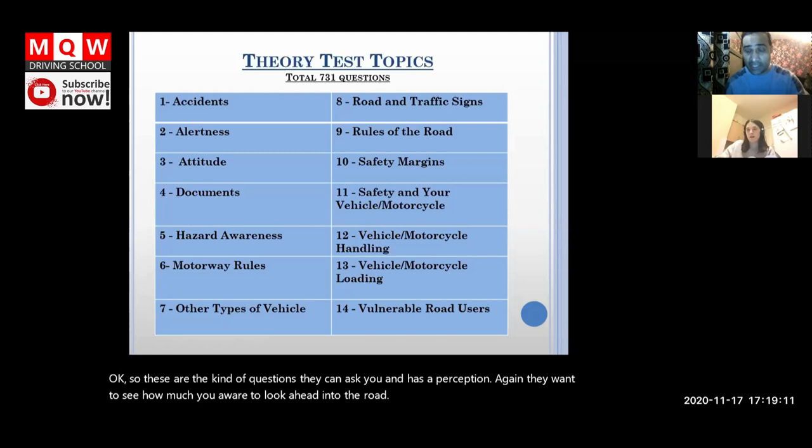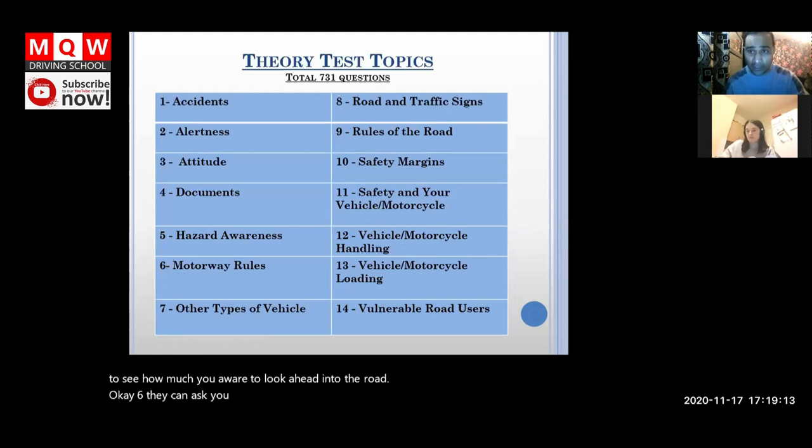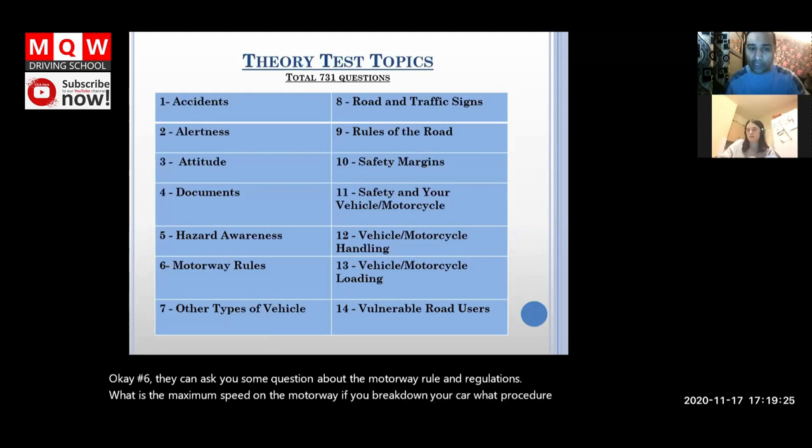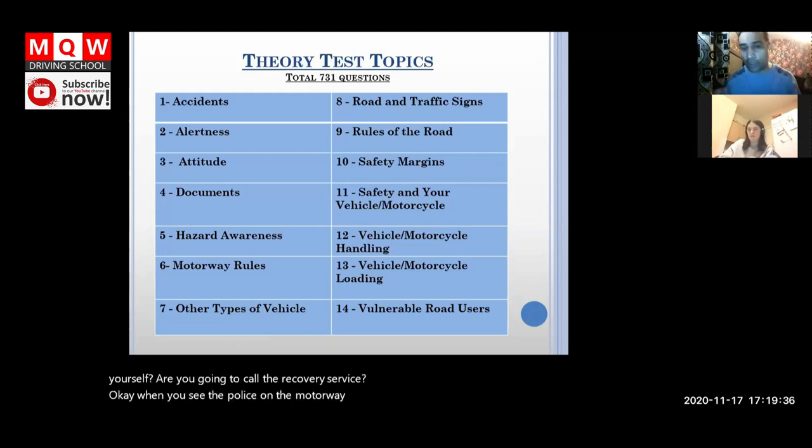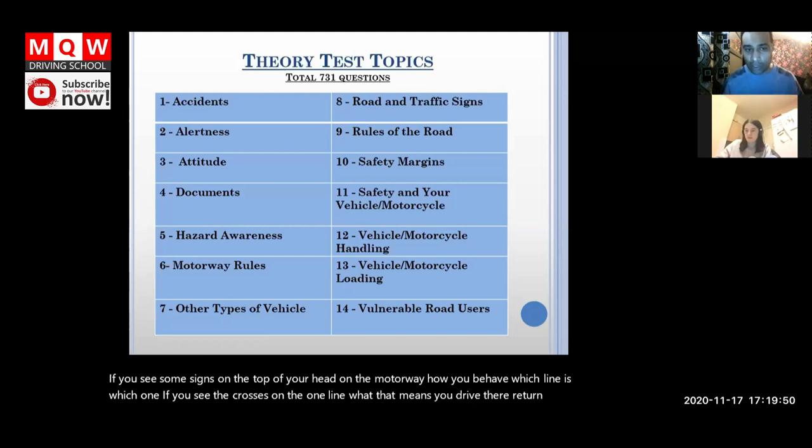Number six, they can ask you some questions about the motorway rules and regulations. What is the maximum speed on the motorway? If you break down your car, what procedure will you follow? How will you call the breakdown service? Are you going to change the tire yourself? Are you going to call the recovery service? When you see the police on the motorway, why are they called motorway police? What authority do they have? If you see some signs above your head on the motorway, how do you behave, which lane is which? If you see crosses on one lane, what does that mean, do you drive there or not? So all the rules.